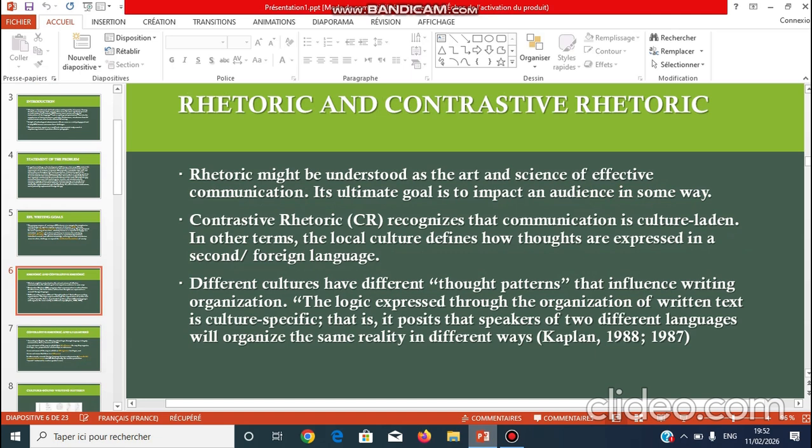Different cultures have different thought patterns that influence writing organization. The logic expressed through the organization of written text is culture specific. That is, it posits speakers of two different languages will organize the same reality in different ways, according to Kaplan.